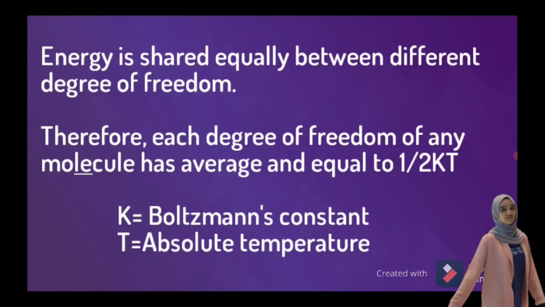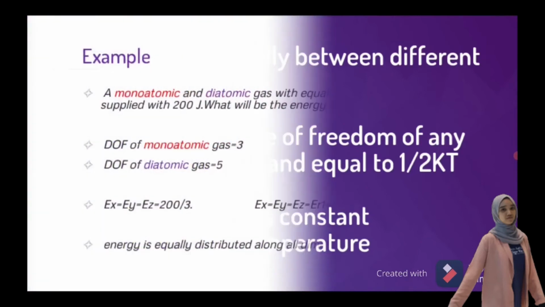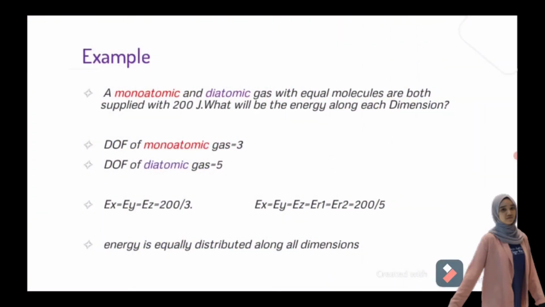Therefore, each degree of freedom of any molecule has an average energy equal to half kT, where k stands for Boltzmann constant and T for absolute temperature. So here's an example question to understand better. A monoatomic and a diatomic gas with an equal number of molecules are both supplied with 200 joules. What will be the energy along each dimension?